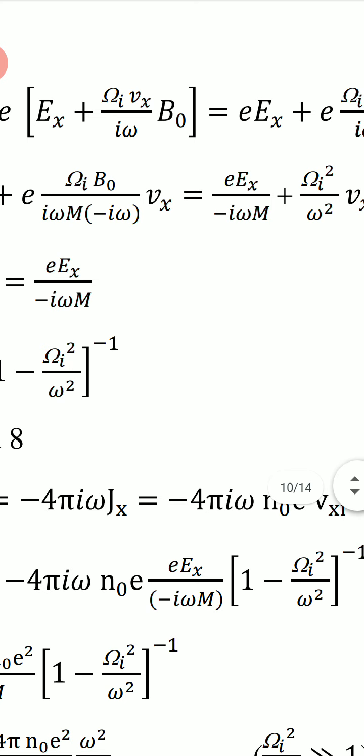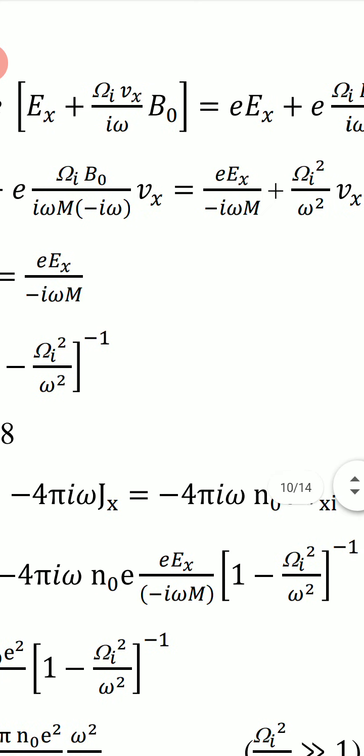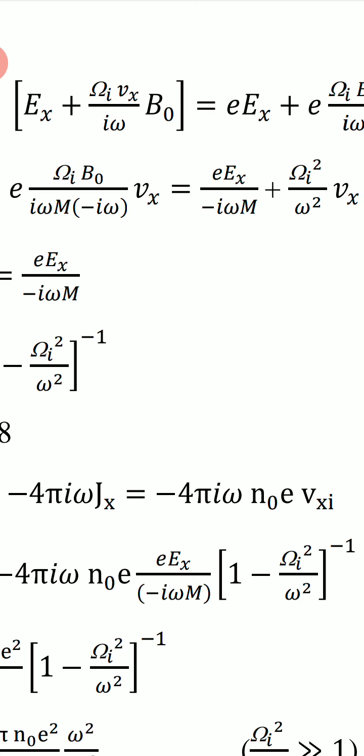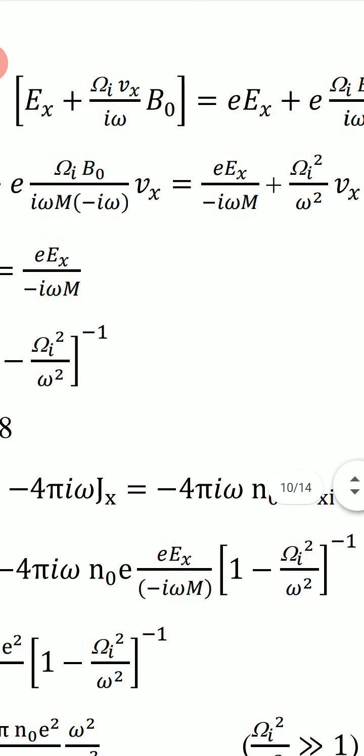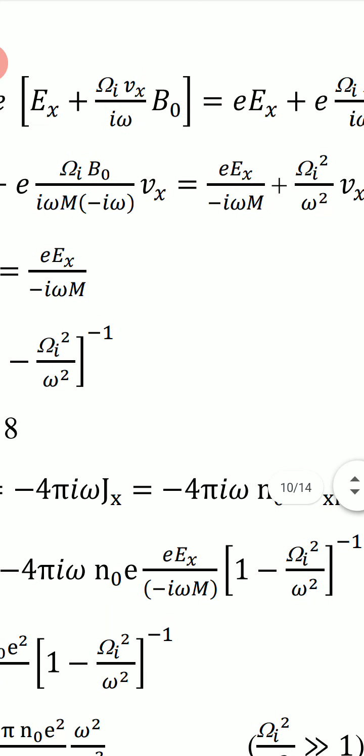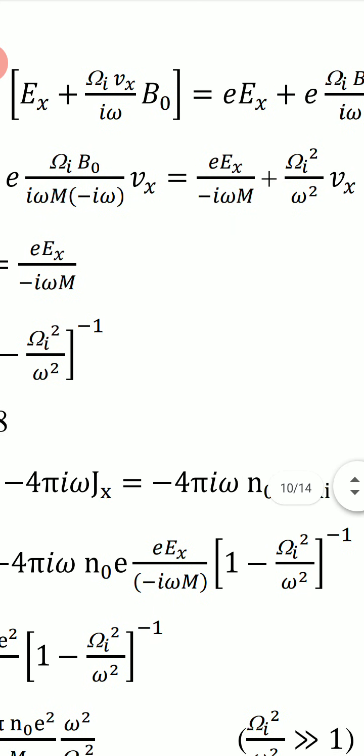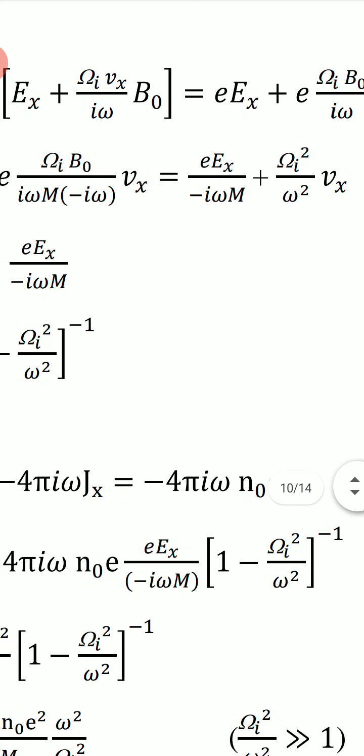Minus sign is already there, and i square is minus 1, so this term becomes positive and equal to e omega_i B0 upon omega square m into Vx. Again the term e B0 upon m appears here. We again write it as omega_i. So omega_i appears 2 times, it is omega_i square, and this second term will become omega_i square upon omega square into Vx.